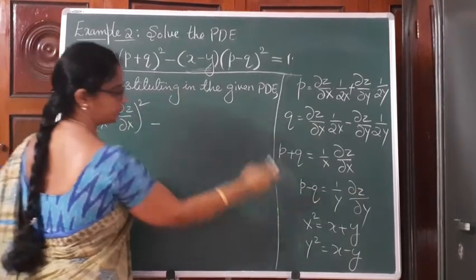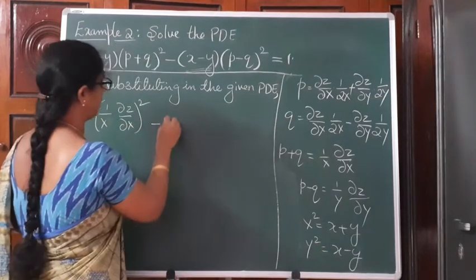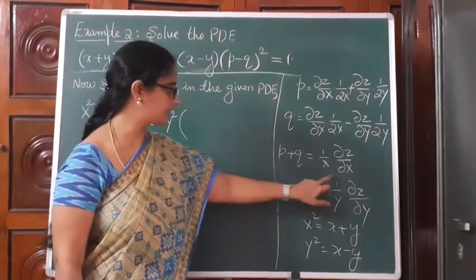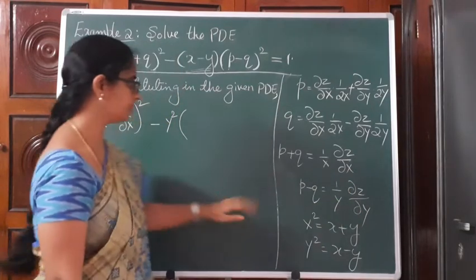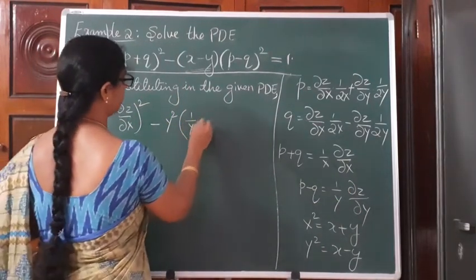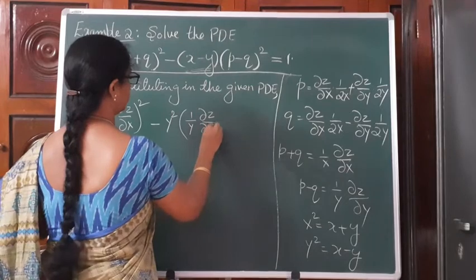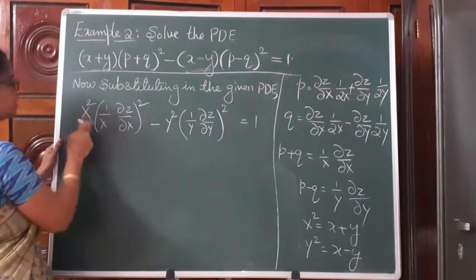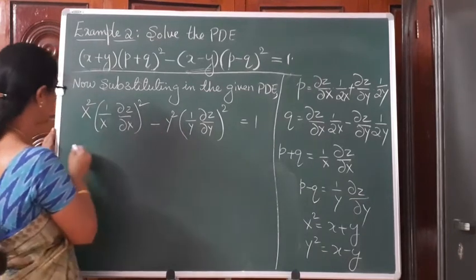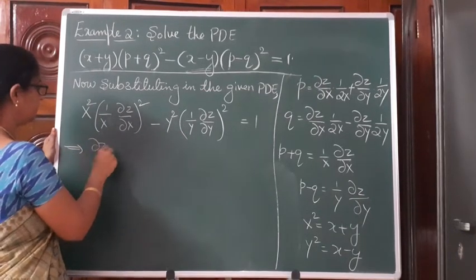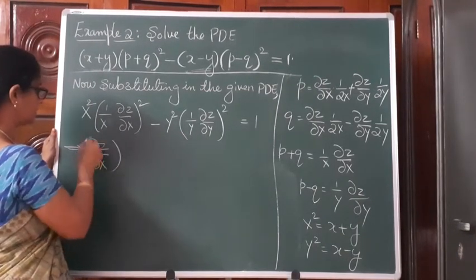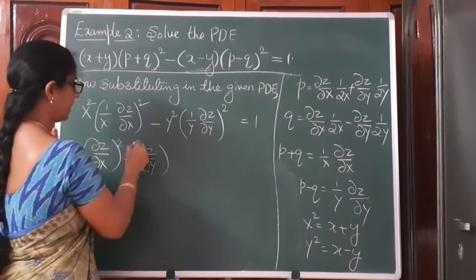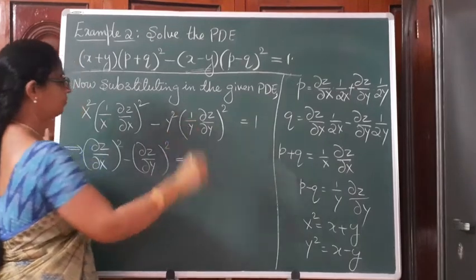Minus x minus y. X minus y is y square into p minus q whole square. P minus q is 1 by y dou z by dou y. So p minus q whole square means 1 by y dou z by dou capital Y whole square is equal to 1. Now cancelling x square and y square here, we get dou z by dou capital X whole square minus dou z by dou capital Y whole square is equal to 1.